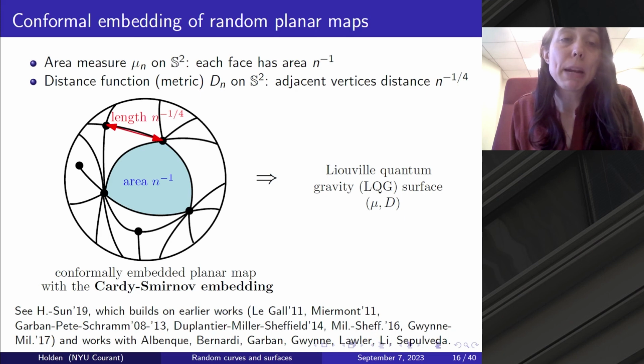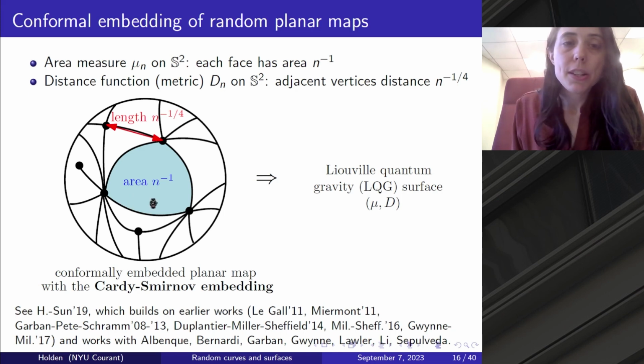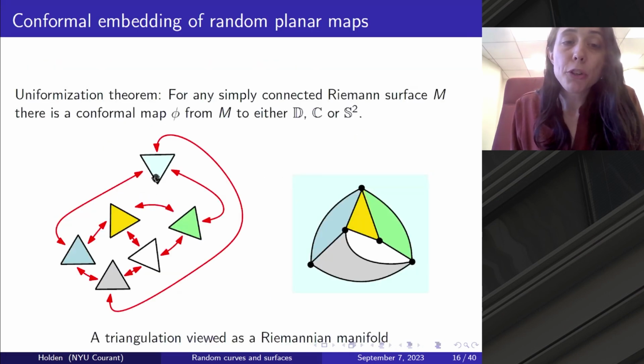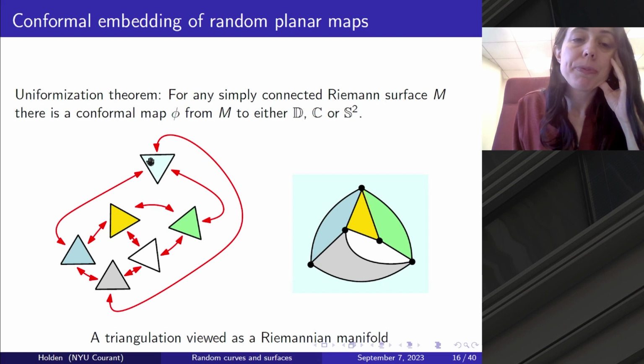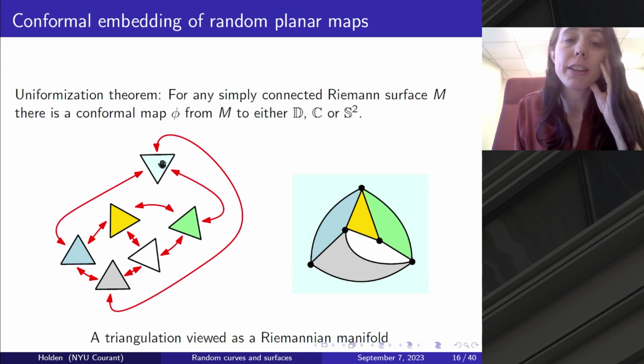When we embed the planar map on the sphere, we get an area measure on the sphere, and we also get a distance function or metric on the sphere. The Riemannian manifold that we have here comes equipped with an area measure and also a metric or distance function, which can be used to measure the distance between pairs of points. The area measure is obtained by considering the standard equilateral triangle, and we just consider the Lebesgue area measure on this equilateral triangle.